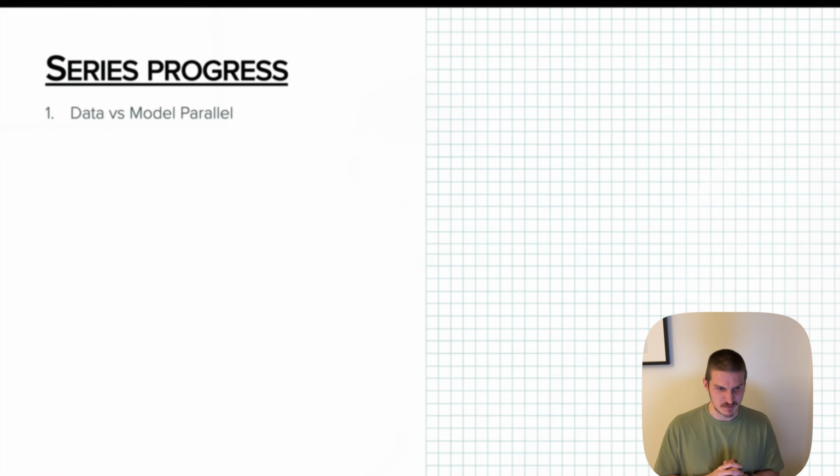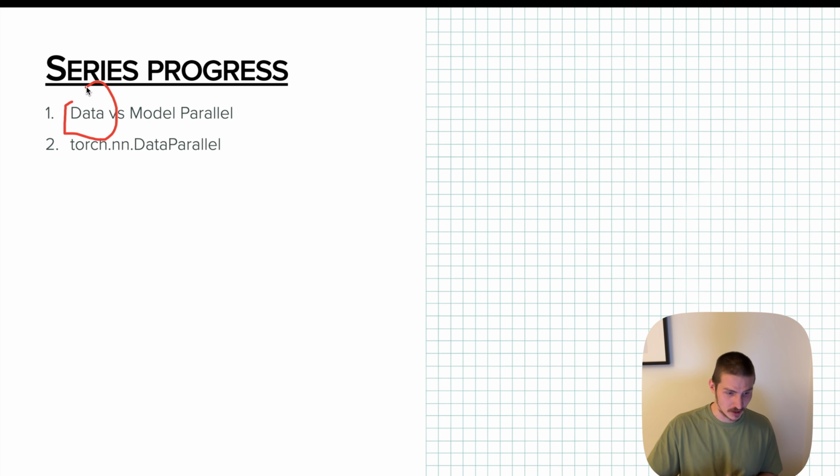Today we'll talk about the torch.distributed package. So here's the series progress so far. First we've discussed data and model parallel, just two of the many parallelism approaches, and we've discussed that data parallel is the simplest, that did not require any changes to the model code. You can just plug in a simple wrapper and it will work.